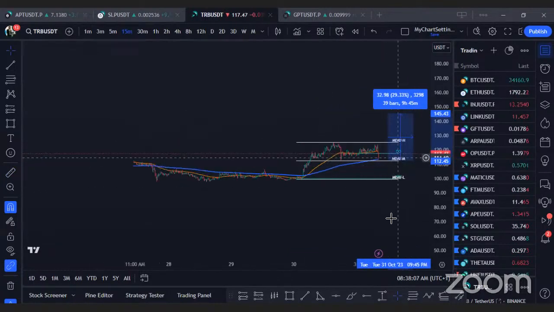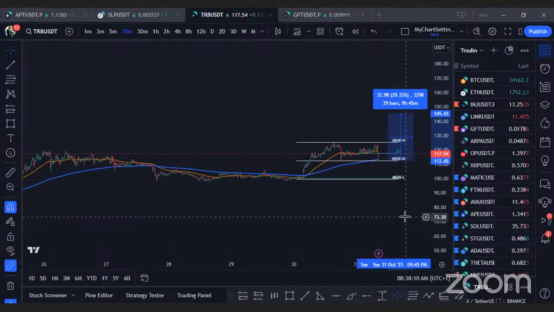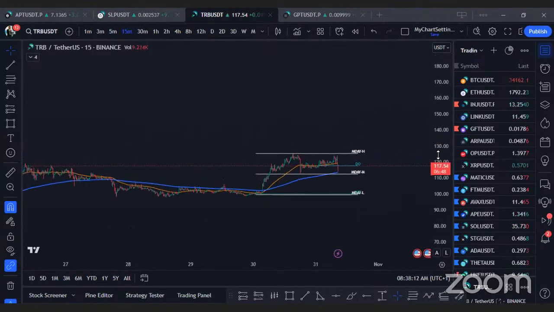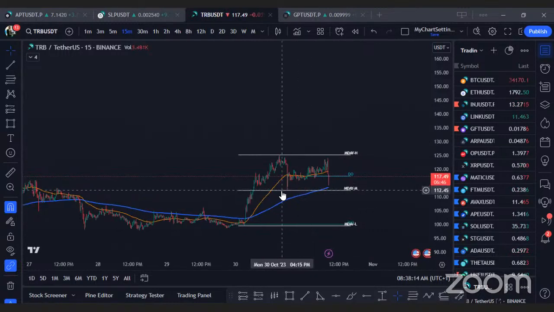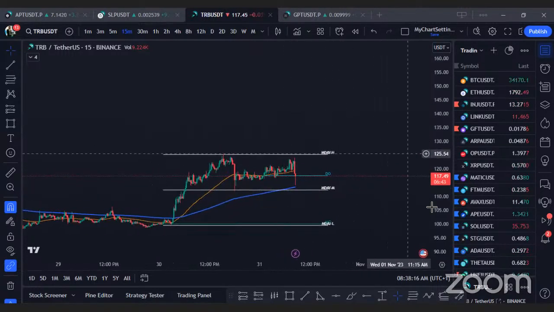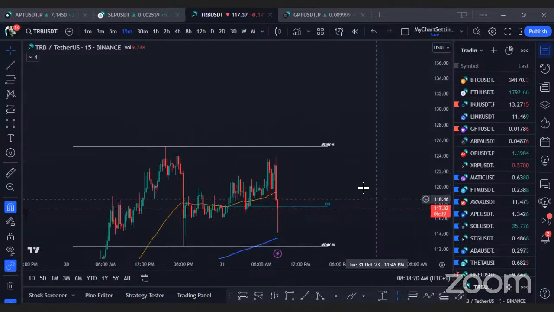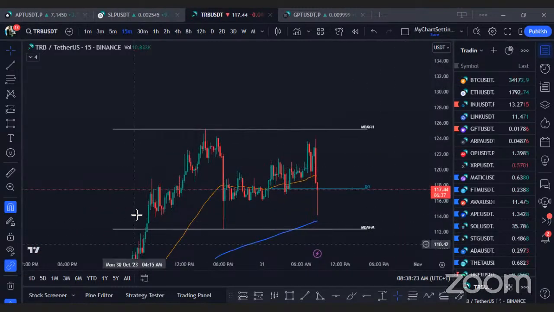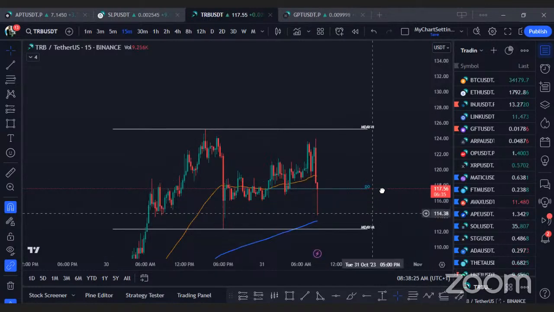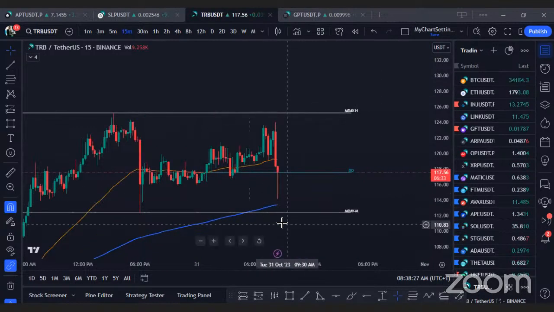From here, if you get it up to 145, that's a 20 something percent move in the market. So if you're putting $100 there, you're making 20 something dollars plus. So that's basically what I'm looking at for TRB this morning. Let's see how that will go, guys.